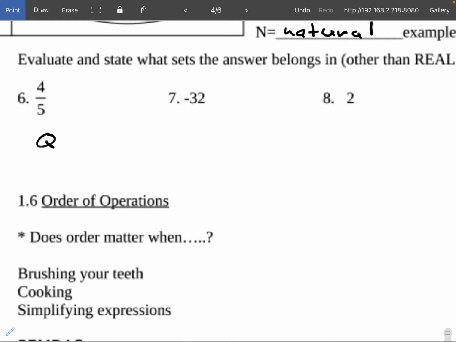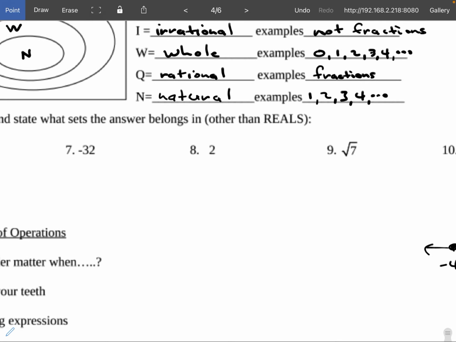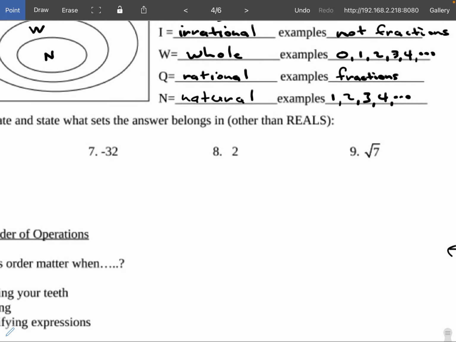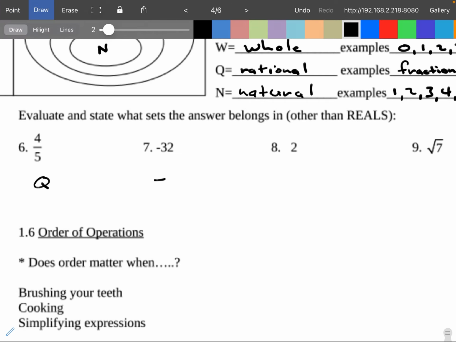Now what about negative 32? Is negative 32 in this set right here? No. Yeah, it's integers. And the symbol for integer was what? That's a Z. Now, is it also a fraction? Well, yeah, it is, because we can put it over 1, right? So that's also Q, because it's a fraction.